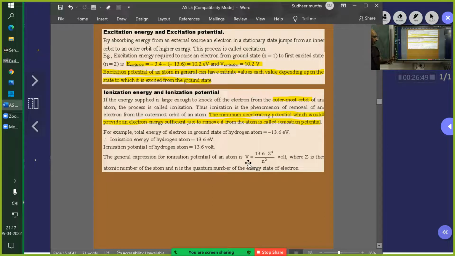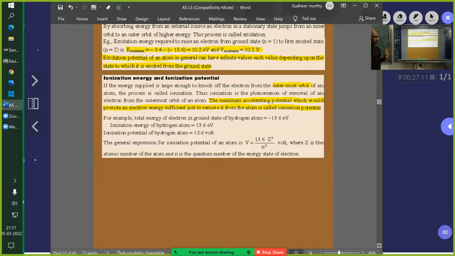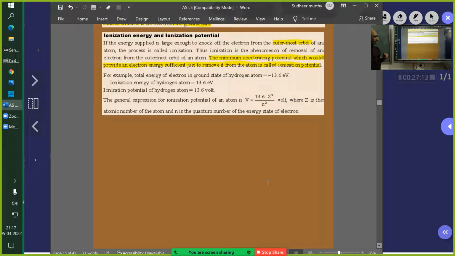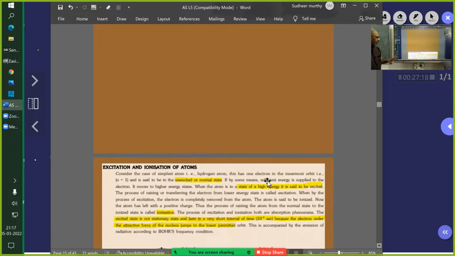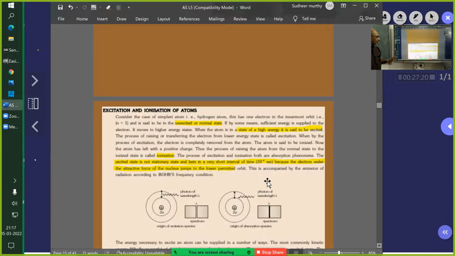And of course, we used to write E equal to 13.6 Z square by N square. As you have already seen, ionization energy is 13.6 electron volt and ionization potential is 13.6 volts, because you are providing this to knock off only one electron. So this is how we are going to end up. Fine, shall I proceed? Yes. All this you have studied, so I am quickly running through it.